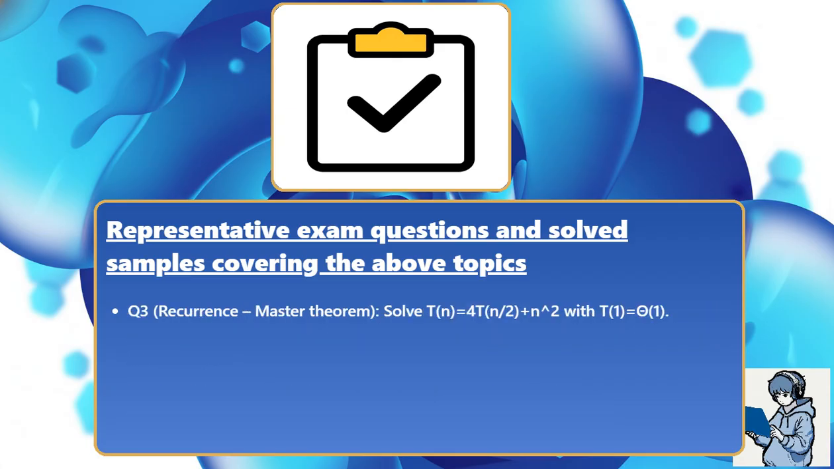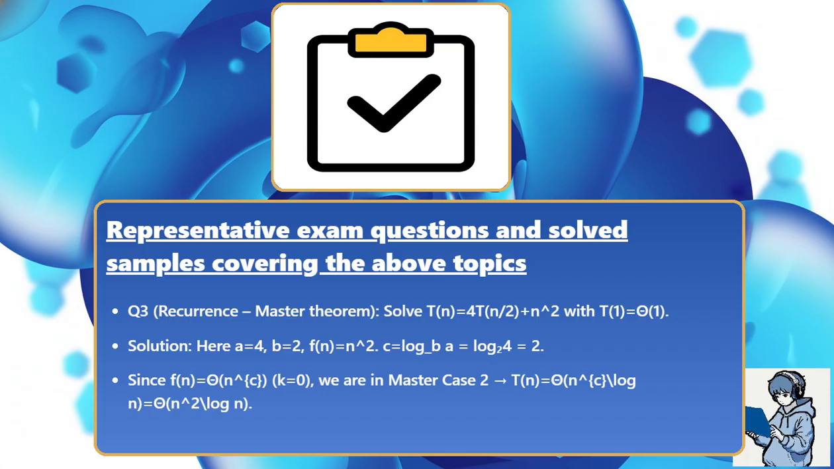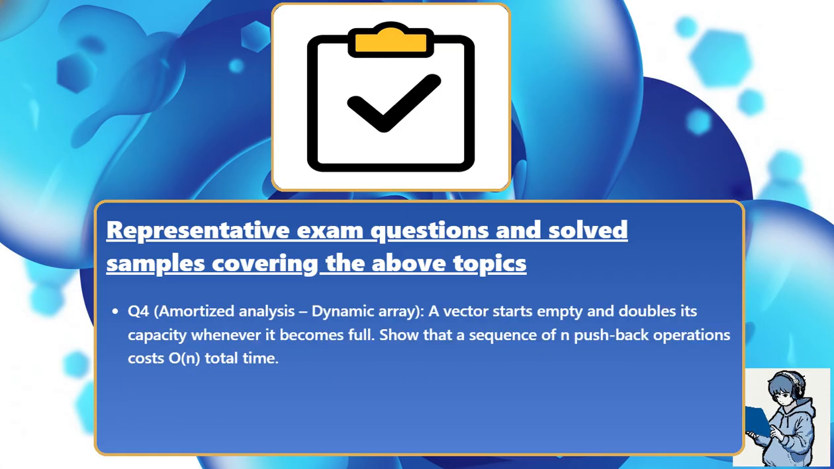Question 3, recurrence, master theorem. Solve T(n) = 4T(n/2) + n^2 with T(1) = theta of 1. Solution: here a = 4, b = 2, f(n) = n^2. c = log base b of a, which is log base 2 of 4 = 2. Since f(n) is theta of n^c, with k = 0, we are in master case 2. Therefore T(n) is theta of n^c log n, which is theta of n^2 log n.